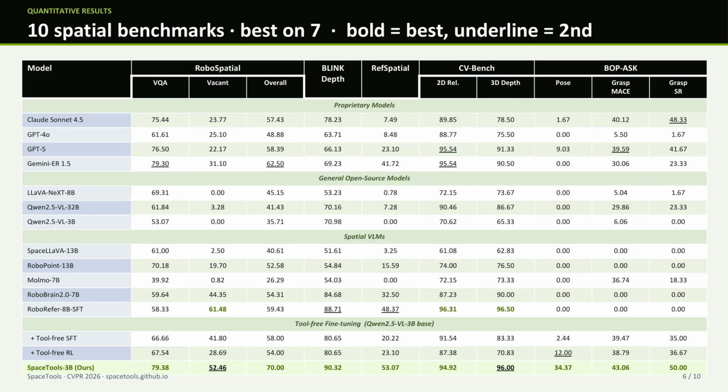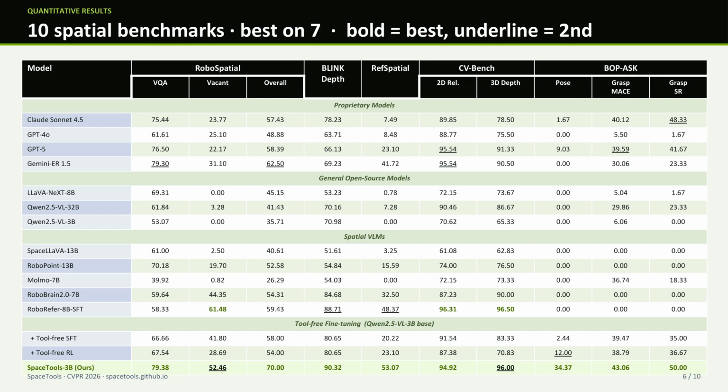Here's the full benchmark table, 10 metrics across 4 model families. SpaceTools 3B is best, bold green, on 7 of 10 columns, and second best, underline, on 2 more. Look at the BOP Ask Pose column. Every frontier model scores near 0, Claude 1.7%, GPT 5.9%, Gemini 0%, and we get 34%. Same story on Grasp Mace and Grasp SR.